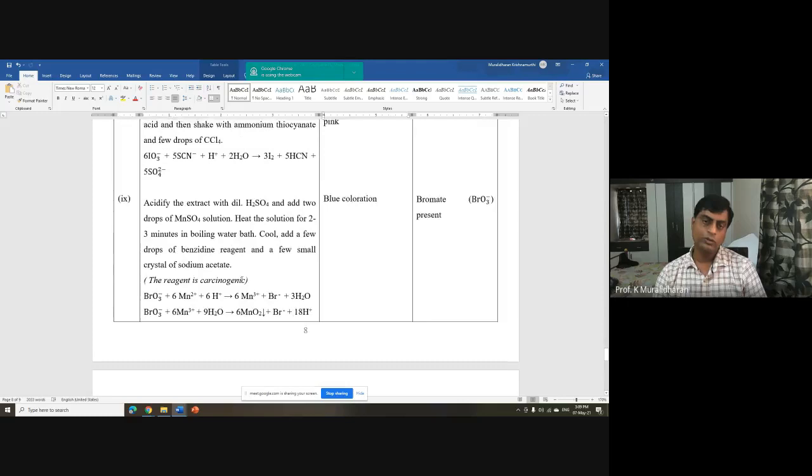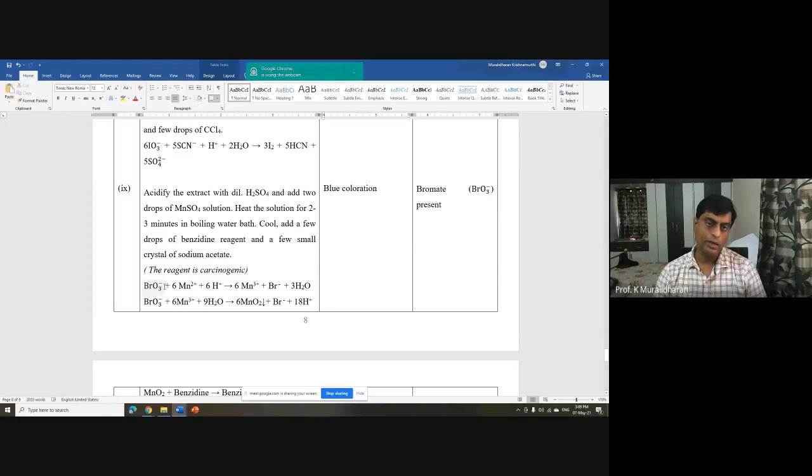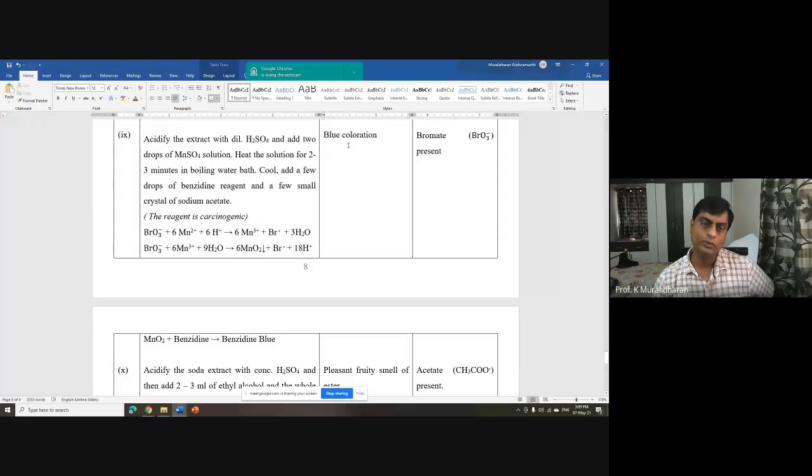So you will see that this is the reaction happening, manganese reacting with the bromate and forming a bromide anion. So the bromate only releases the bromide anion. So that is the blue color solution that will be seen. That is from the formation of what is called benzidine blue. Okay, that confirms the presence of the bromate ion in the solution.